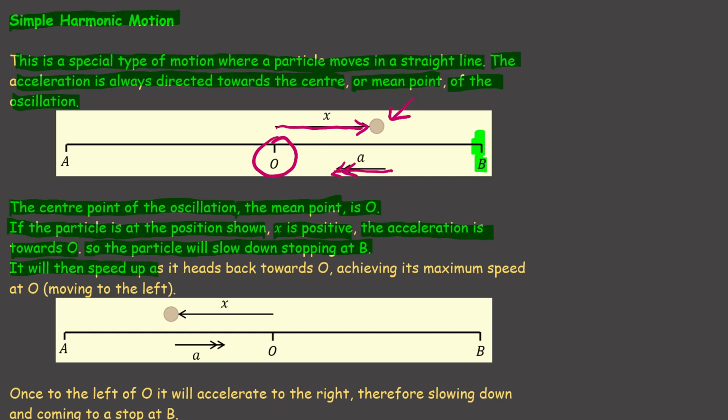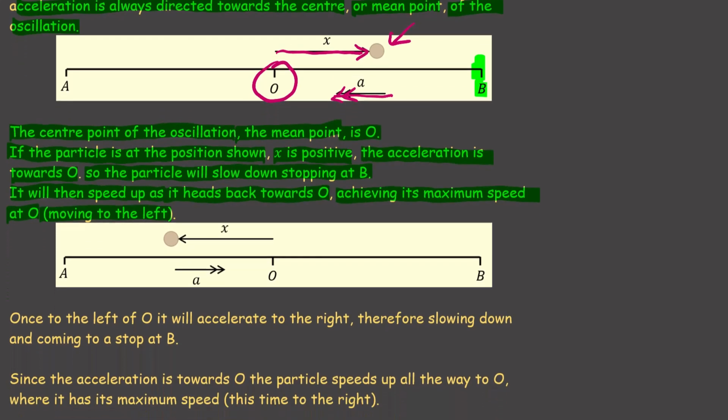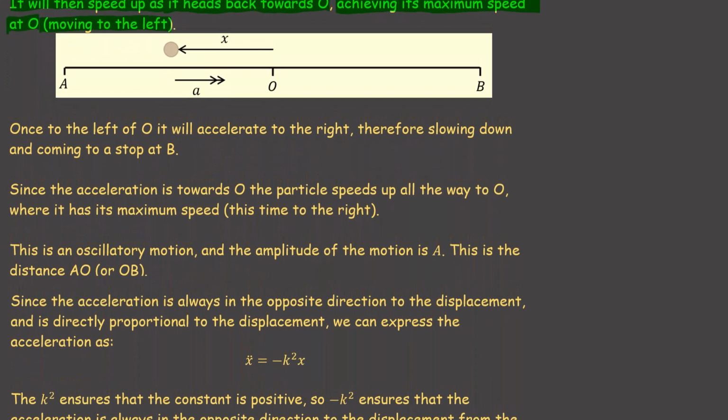It will then speed up, because remember the acceleration is still to the left, as it heads back towards O, achieving its maximum speed at O while it's moving to the left. And then we get the diagram below, which is the next time we're going to look at it. We can see that x is now to the left of O, so it's negative, but the acceleration is positive. So once we're to the left of O, it will accelerate to the right, therefore slowing down and coming to a stop at A.